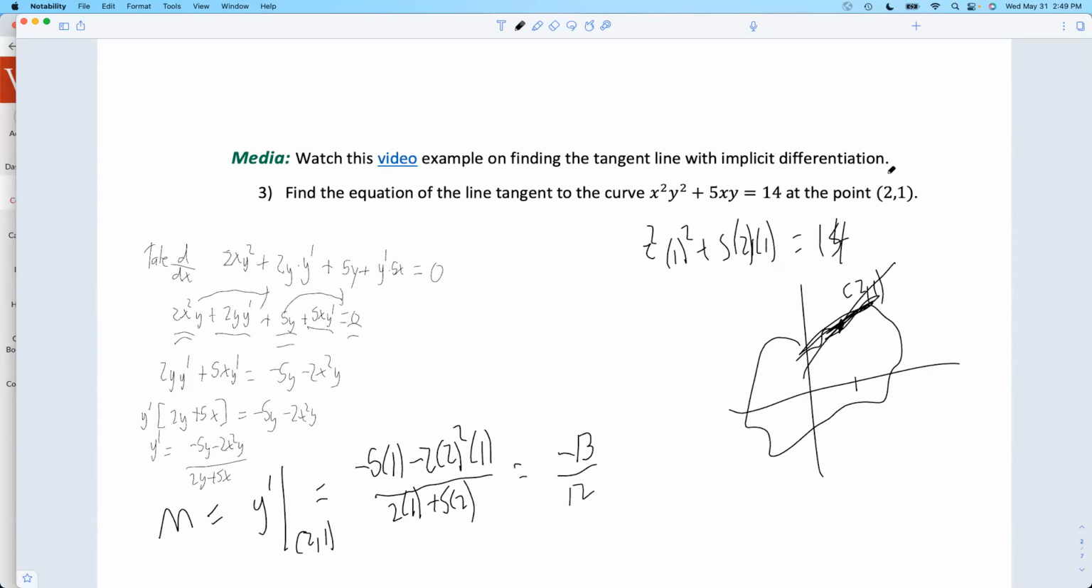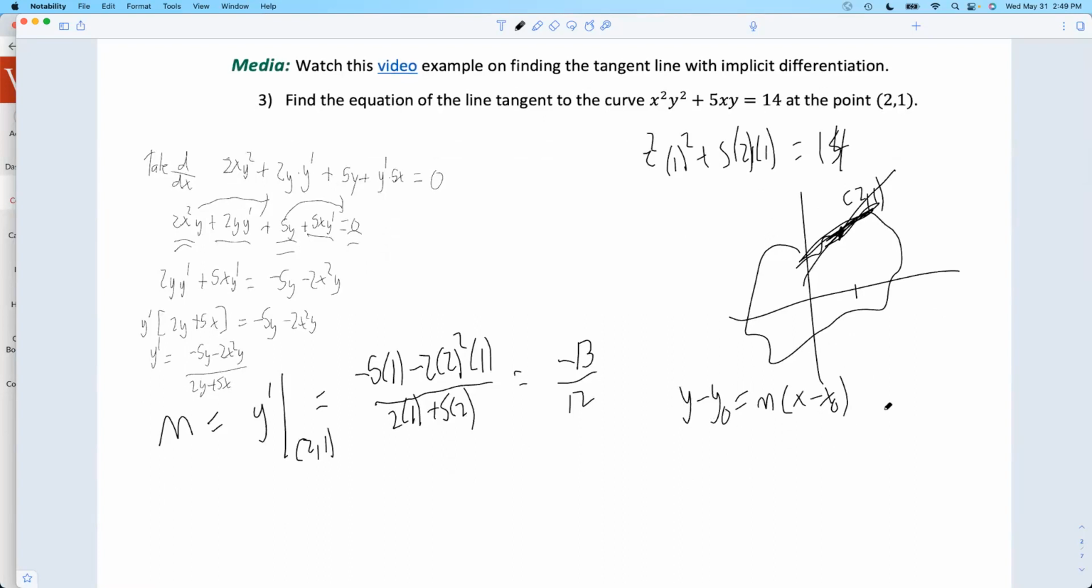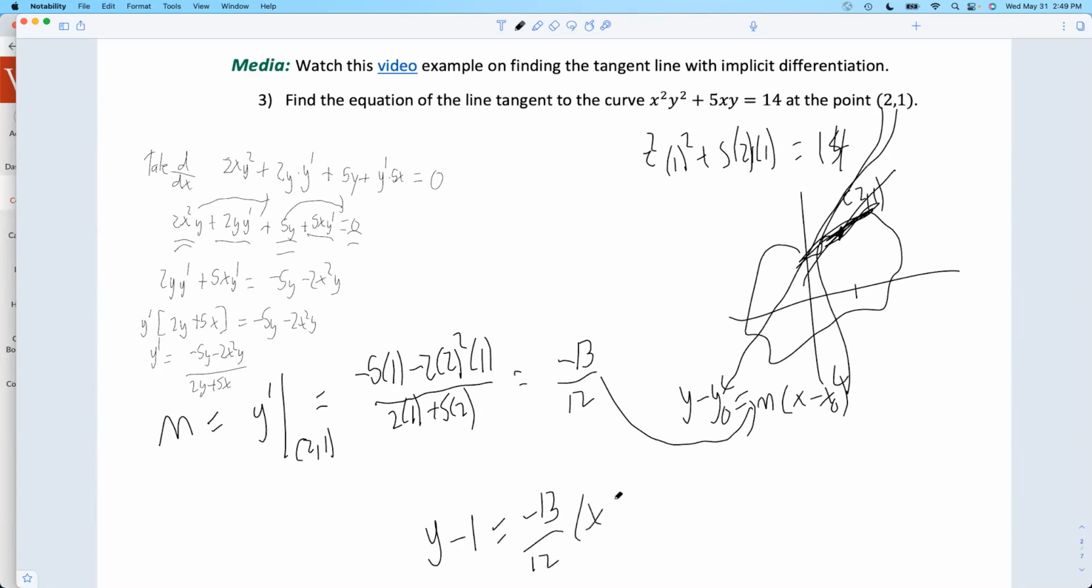Okay, so I know a point and I know the slope. Remember, when we're asked for the equation of a tangent line, point slope form is your best friend. If we want it in slope intercept form, we can always find it later. But point slope is your best friend because I know my x value, I know my y value, and the derivative gives me my slope. So we get y minus 1 equals, if my arithmetic was correct, negative 13 over 12, x minus 2. There's the equation of our tangent line.